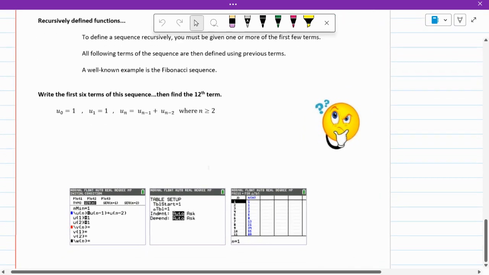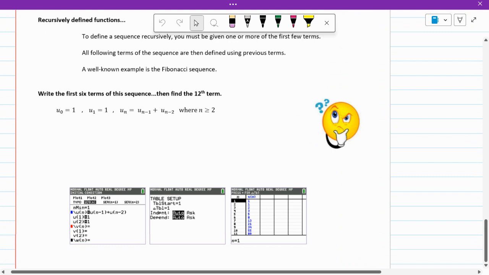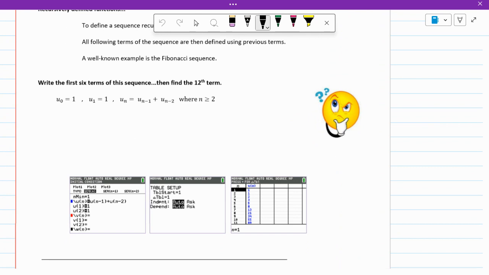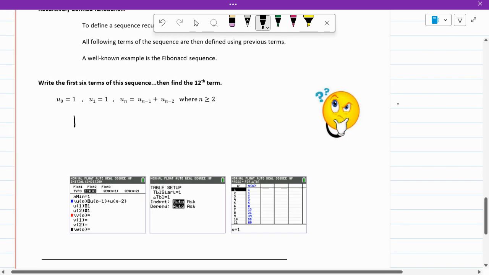This is a well-known sequence called the Fibonacci sequence, where it gives me the first term, u sub 0, is 1, and u sub 1 is 1, where the rule is u sub n minus 1 plus u sub n minus 2. So u sub n minus 1 is the term right before the term you're finding, and u sub n minus 2 is the term two terms before the one you're finding.